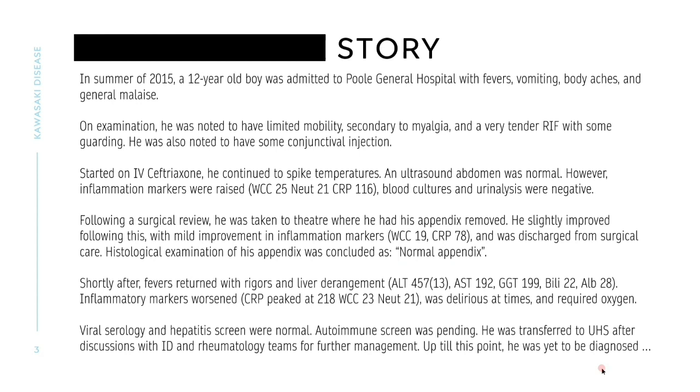Shortly after, the fever started to return, with rigors this time, and he had liver derangement. ALT shot up to 457 from 13, AST 192, GGT 199, bilirubin 22, and albumin dropped to 28. The rest of the inflammatory markers worsened. CRP peaked at 218, white cell count went up to 23 from 19, and neutrophils increased to 21 as well. He was even delirious at times and required oxygen.